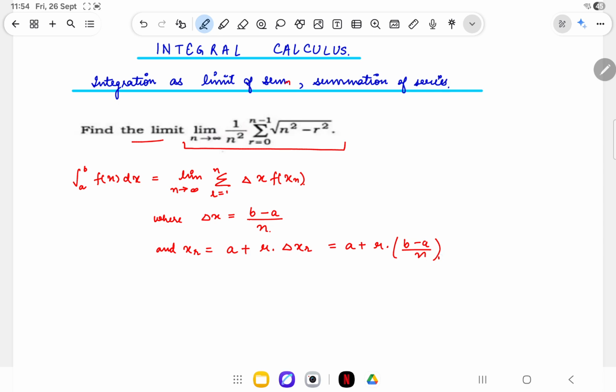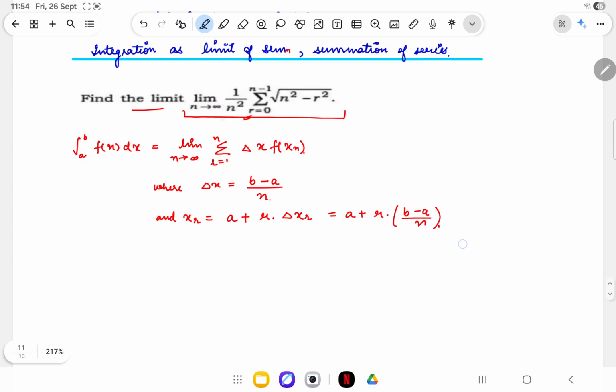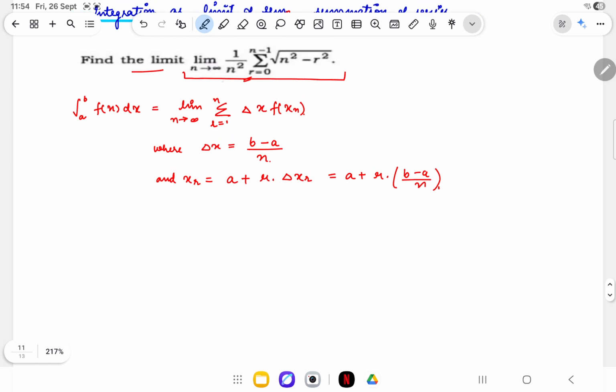So in these types of questions you are basically supposed to reduce your function to this format, so that you can apply the integration to solve the limit. So let's see our question. Let us assume that L is the limit of the required thing that we are supposed to calculate, that is limit n approaches infinity, 1 by n square, summation r equals 0 to n minus 1, under root of n square minus r square.